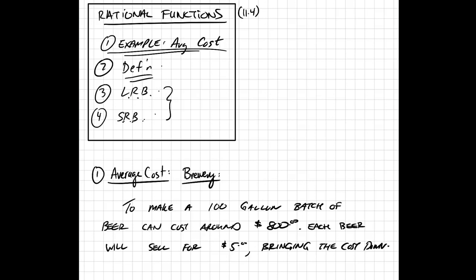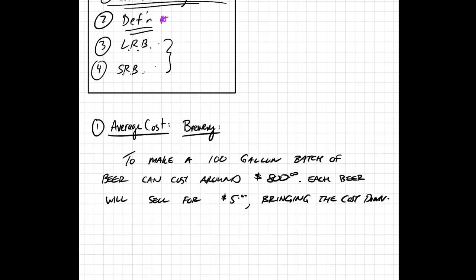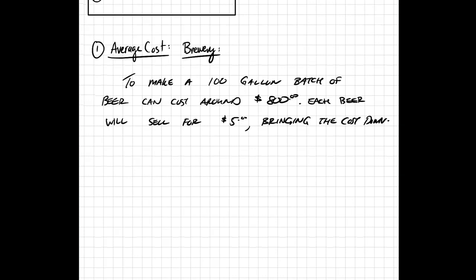Okay, so we'll be looking at rational functions in this video. We're going to start with an example of average cost, which is one of the big applications of rational functions. There's also a lot more in physics and in the business world because so much has to do with ratios that rational functions come up all over the place. We'll look at a definition and then also what they do in the long run and short run, just as we did with polynomials. So for our example, we'll look at a brewery.